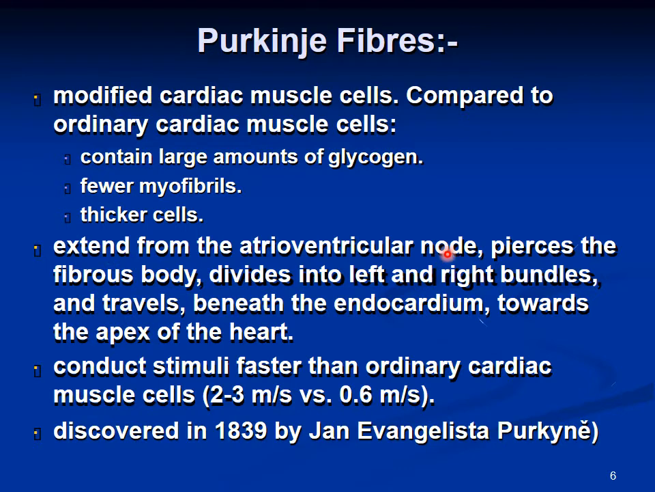They extend from the atrioventricular node, pierce the fibrous body, divide into the right and left bundle branches, and travel beneath the endocardium towards the apex of the heart. Endo means inside, cardium means heart. Endocardium means the epithelium of the heart, the innermost layer of the cardiac wall. It conducts stimuli faster than ordinary cardiac muscle cells, 2 to 3 meters per second. It was discovered in 1839 by Jan Evangelista Purkinje.